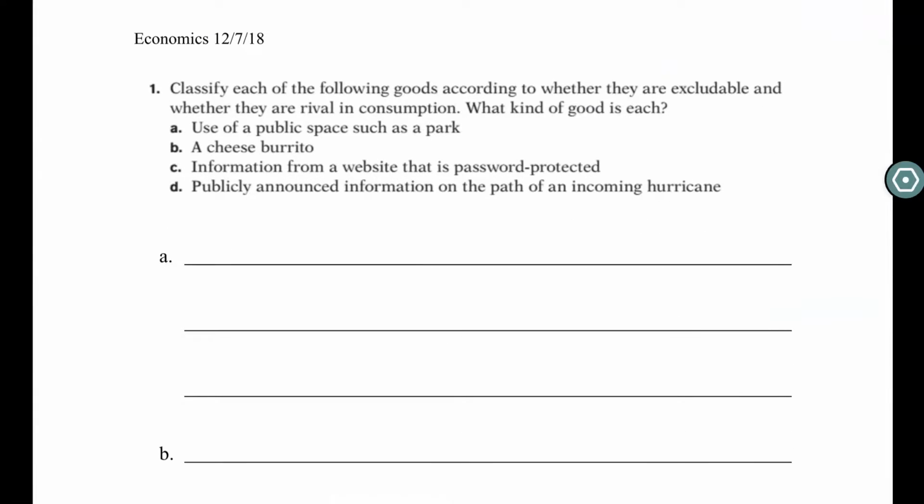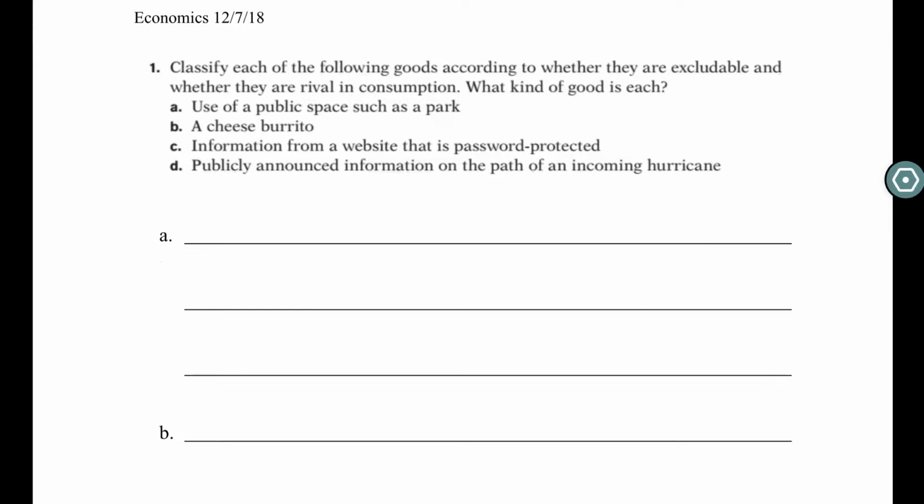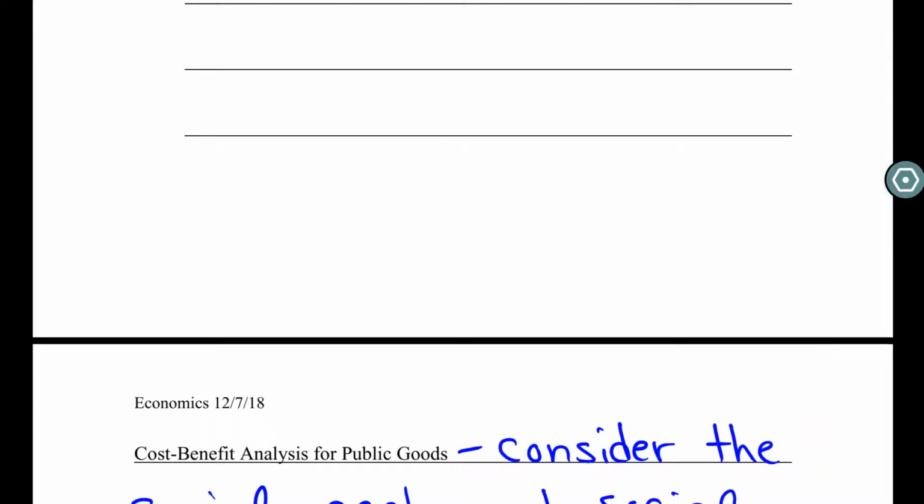We've got another practice problem, so go ahead and try that. And just like the one before, we'll discuss it in class.